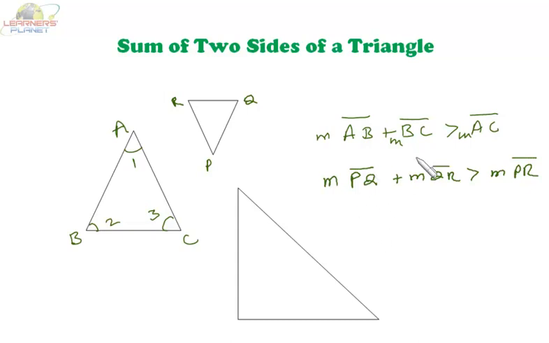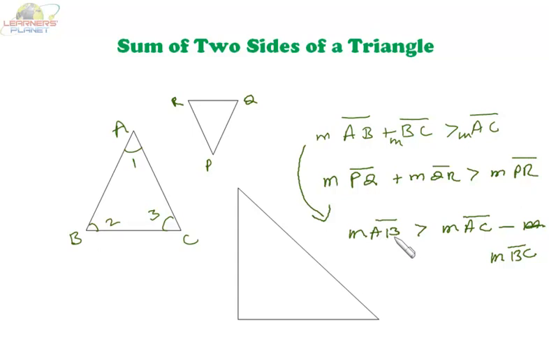We can establish it from here. I just rewrite it over here. The measure of length AB is greater than the measure of length AC minus the measure of length BC. That means the difference between these two sides is less than the third side. So these are the main properties of a triangle based on their length that we have to keep in our mind.